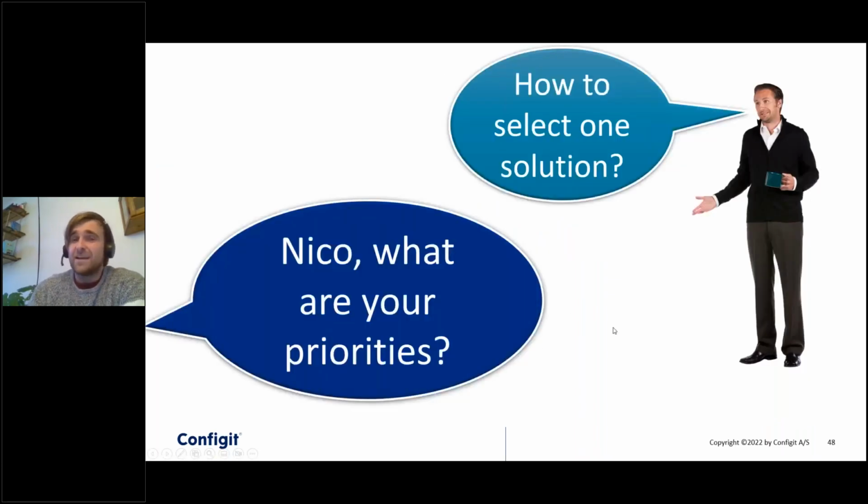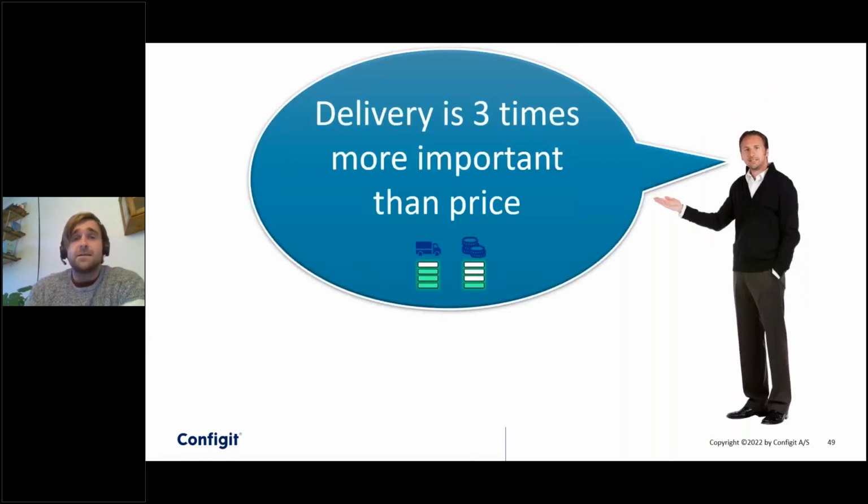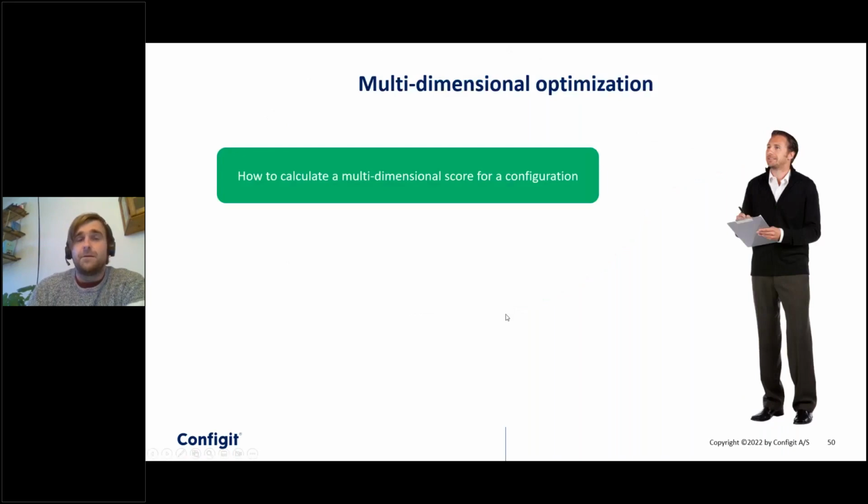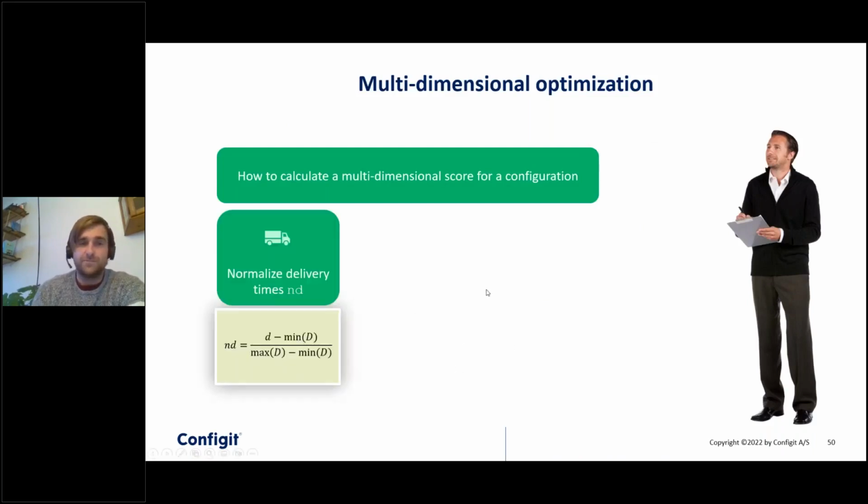But how to select the right one of these solutions? Then we have to ask Nico, what are his priorities? And he says, okay, for me, delivery time is 3 times more important than the price. And now we show how to optimize with multi-objectives, or how to calculate a multi-dimensional score for a configuration.